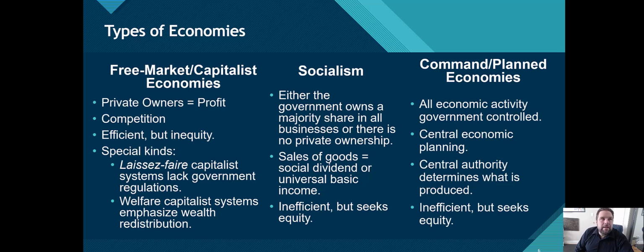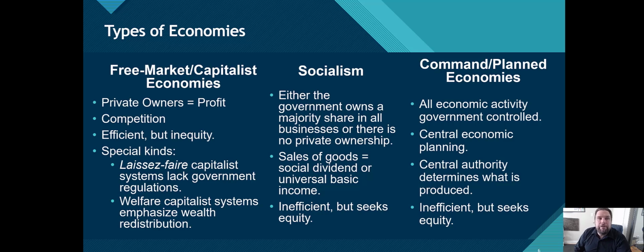Okay? And then some special types of free market systems. You have a laissez-faire capitalist system where the general belief is that the market is self-regulating and it tries to avoid having too many government regulations. In the world, a country like Singapore would be a good example of a country that's striving to achieve a very laissez-faire system, kind of a hands-off approach to achieving ideal market conditions.